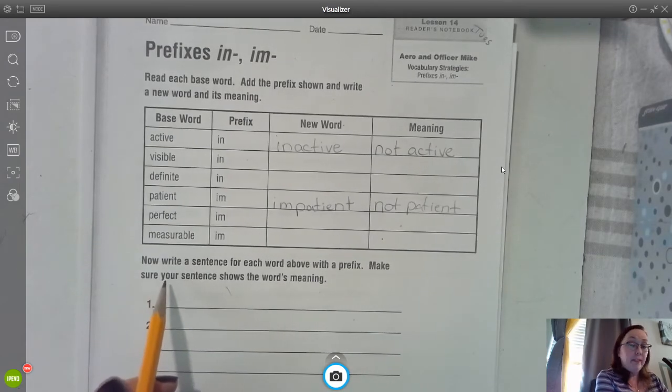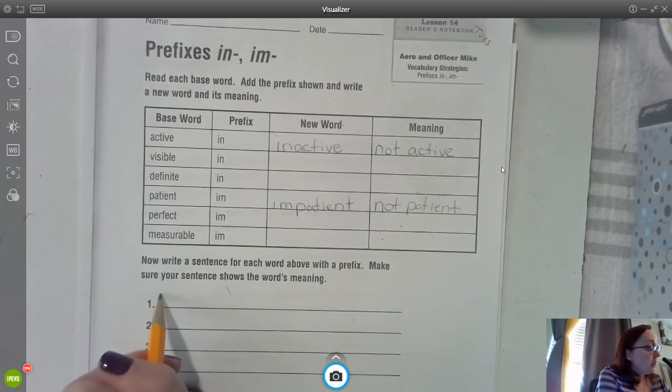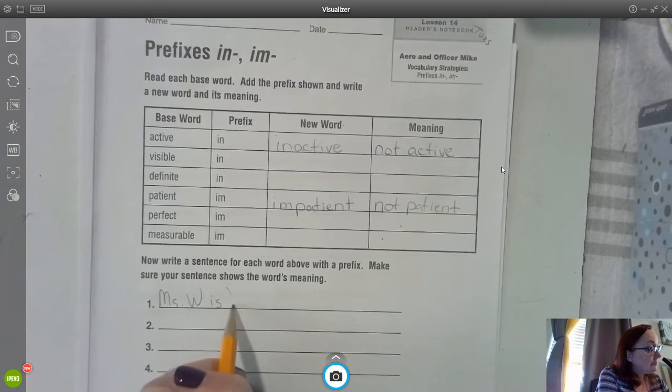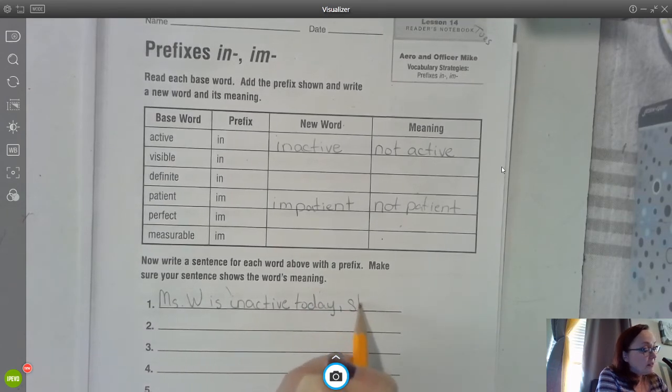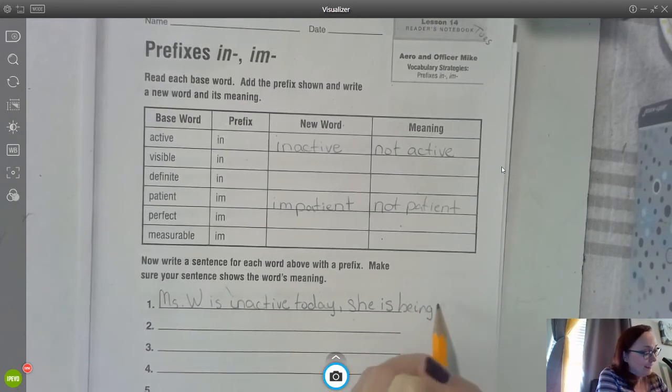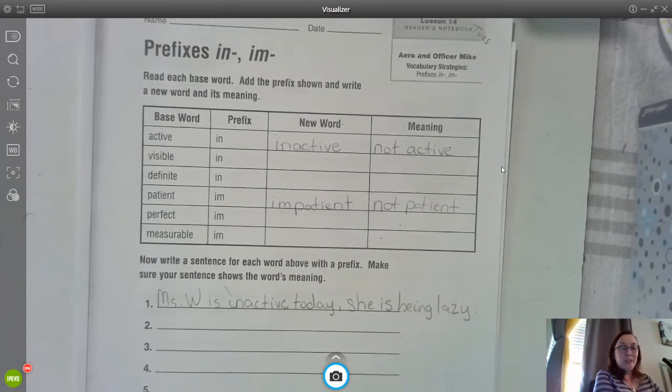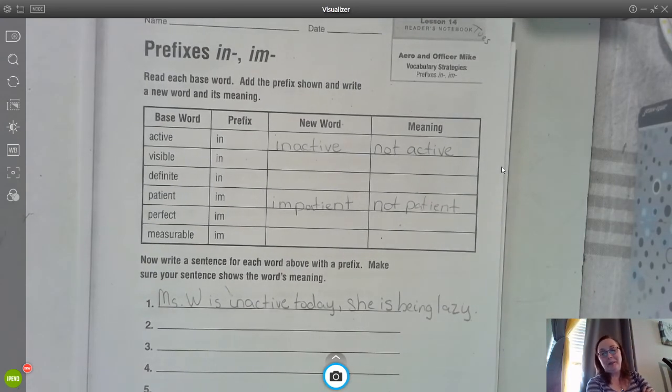I'm going to write one down. Miss W is inactive today. She's being lazy. Oh my goodness. If Miss W doesn't get up and do anything today, maybe I'm having a lazy day, laying around in my PJs. Take a look at the next one.